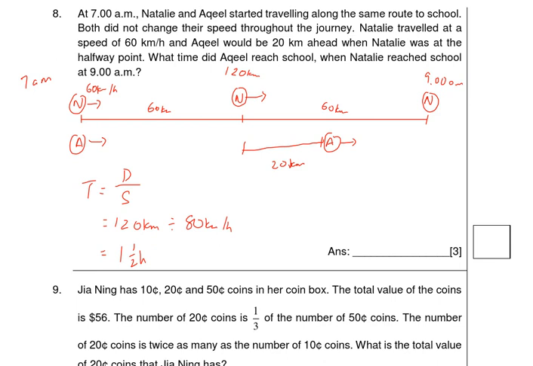So 1.5 hours. You know that they started the journey at 7 a.m., right? So what time did they reach the school? 8:30 a.m. Please write down 8:30 a.m. Yes, you should. That's the correct thing to do. Don't do it without a timeline. Please, don't give me working like this. This will be marked wrong.